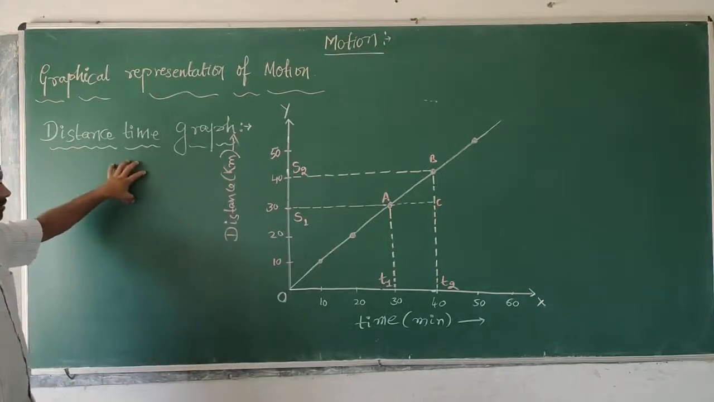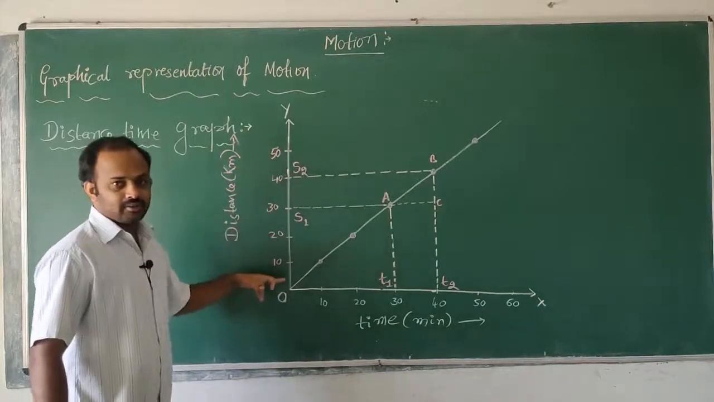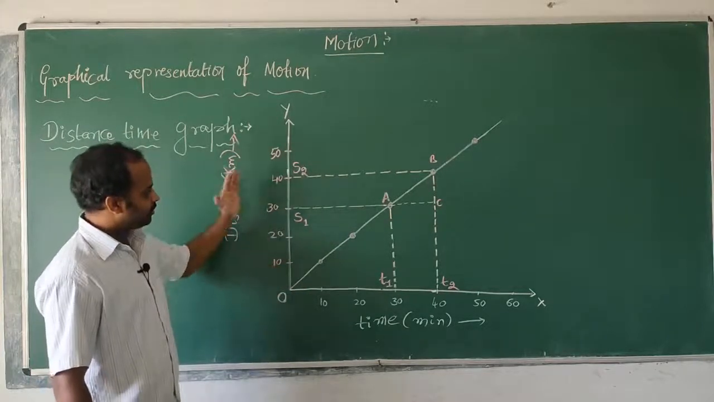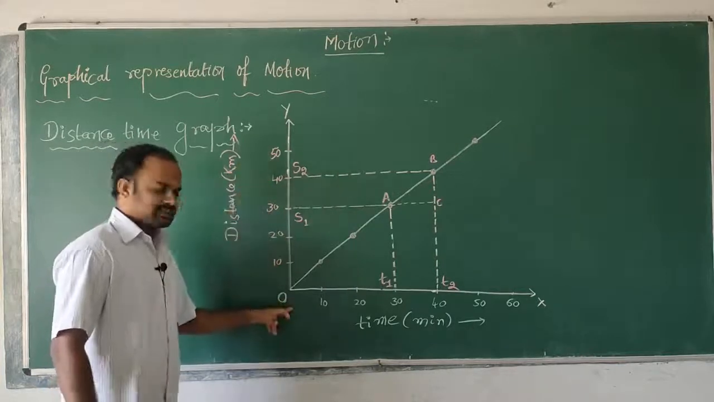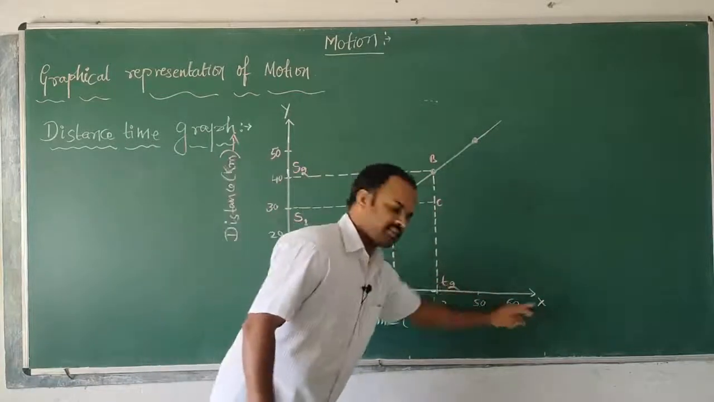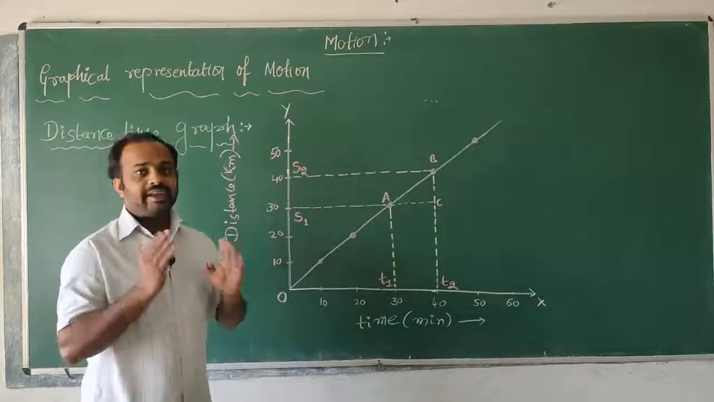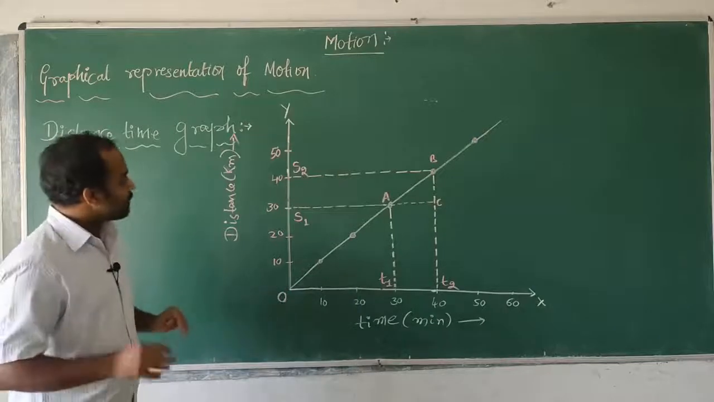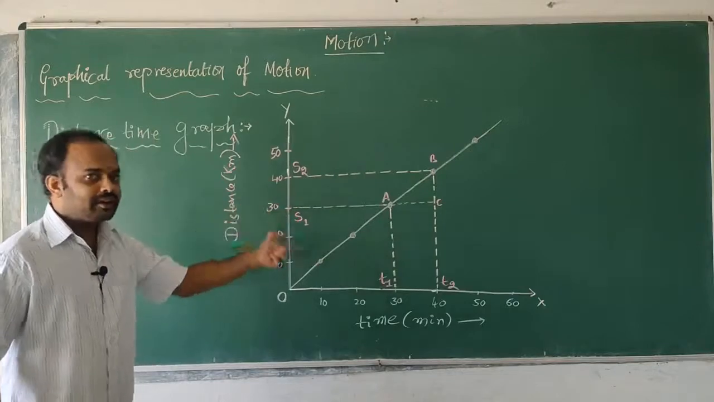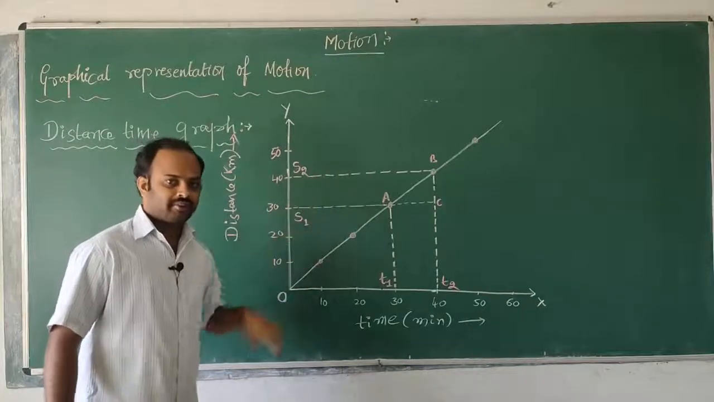In the distance time graph, looking here, this is the y axis. This one is the horizontal line. The horizontal line is called the x axis, and the vertical line is called the y axis. Together we call it the xy plane. In the xy plane, if we represent motion, then it is called graphical representation.